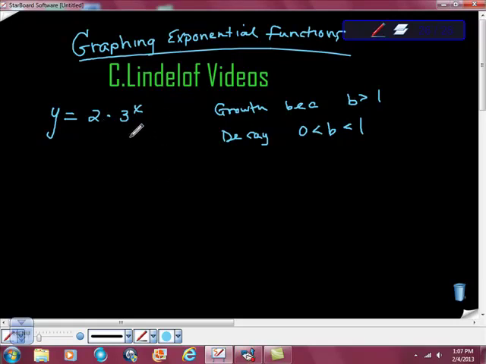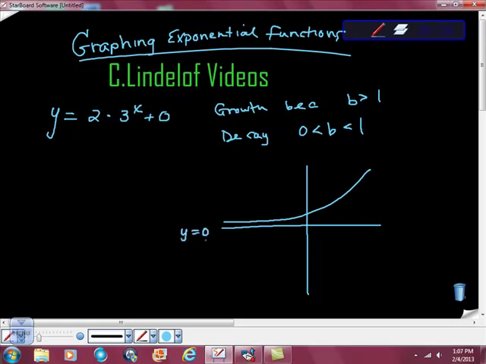What's the horizontal asymptote here? Horizontal asymptote is whatever's added to the end. So here added to the end is 0, isn't it? Right? So this function should look like this. Here's the x-axis. Here's the y-axis. This function should look like this. The horizontal asymptote is y is equal to 0.